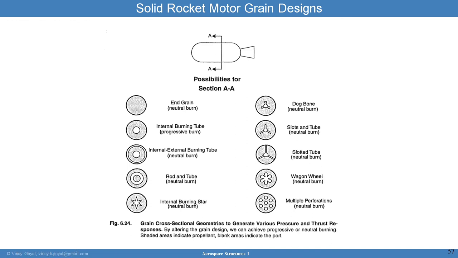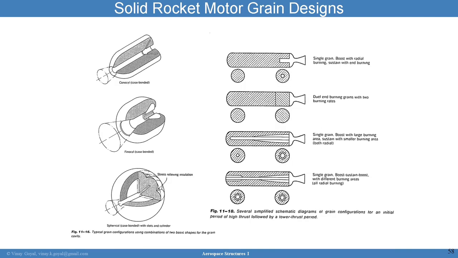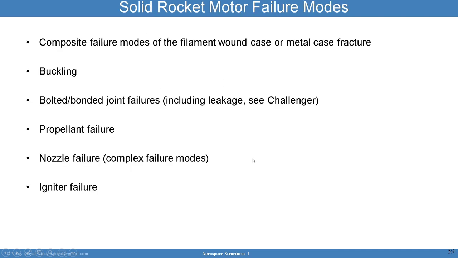And here's even more examples of solid rocket motor grain designs, grain cross-sectional geometries that have been considered in the design of solid rocket motors. By altering the grain design, we can achieve progressive or neutral burning, and you can then tailor what you want. And again, solid rocket motor designs can have sections together, and again, different designs for each of those. And you can see here a case bonded design, cone-cylinder, finocyl, slotted, like with a star towards the end. So different designs give you different performance.